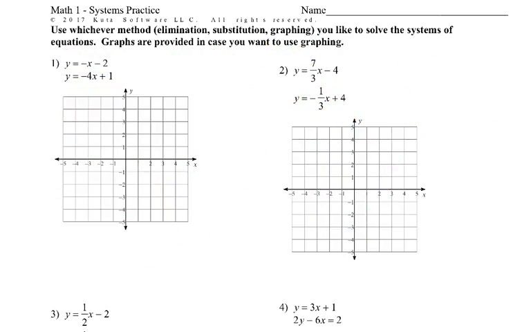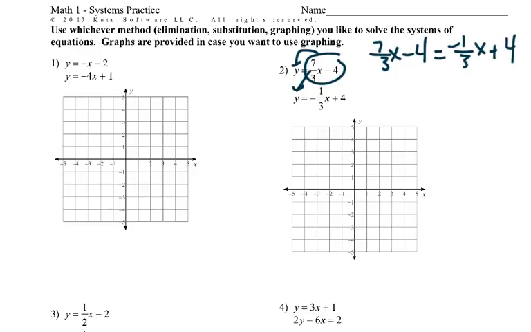So number 2. Let's start out with elimination or substitution, because with the fractions we'd probably be scared to do graphing. So if I start with substitution, this is all equal to y, so I replace it there. So I get 7/3 x minus 4 equals negative 1/3 x plus 4. So I could add 4 to both sides. I get 7/3 x equals negative 1/3 x plus 8.